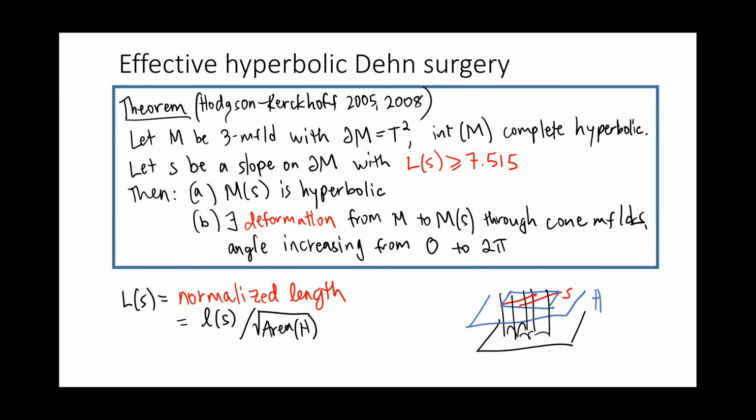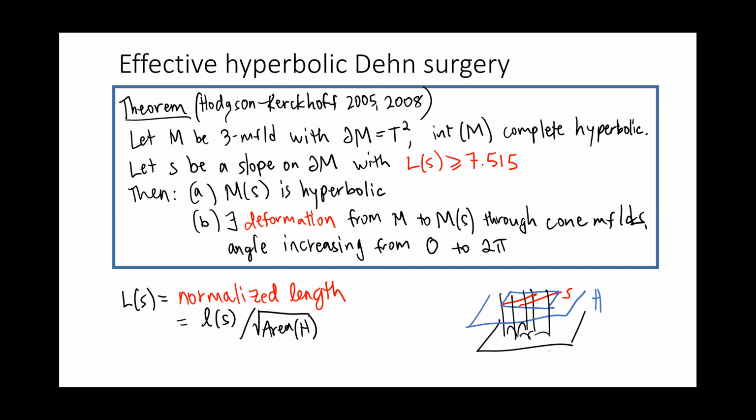They have a couple of papers from 2005, 2008, building upon previous work that they'd done through the 90s as well. So this was a lot of hard work, but a very impressive theorem. So if you have a 3-manifold with torus boundary, the interior has a complete hyperbolic metric. And if you have a slope whose normalized length is at least 7.515, then you can guarantee that the Dehn filling is hyperbolic. And moreover, you can guarantee that there is a deformation through cone manifolds.